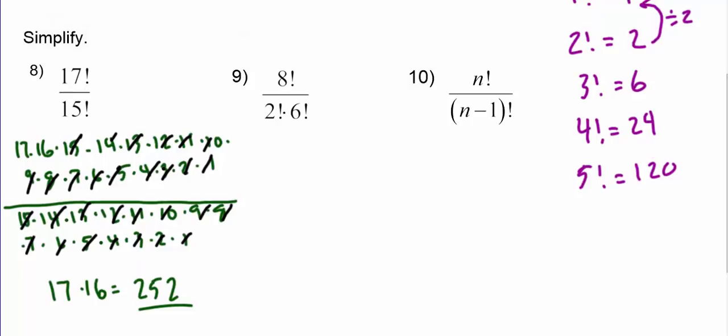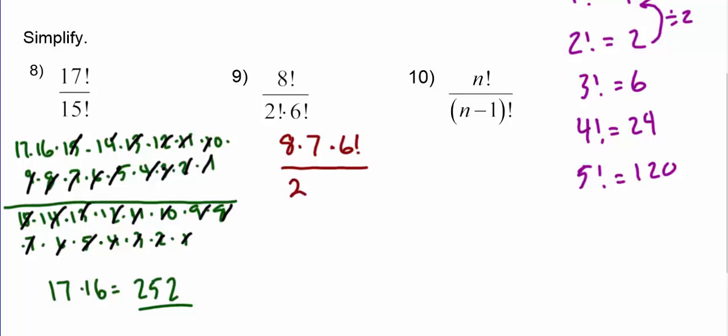8 factorial over 2 factorial times 6 factorial. So here's the way I'm going to simplify this. I'm going to rewrite 8 factorial as 8 times 7 times 6 times 5 times 4 times 3 times 2 times 1. I'm going to actually stop right there. Okay, and I stopped at 6 factorial because we have 6 factorial in the denominator.